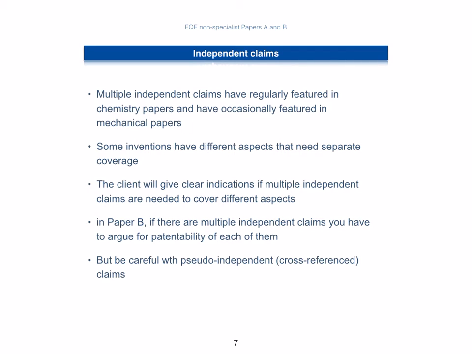In any event, the client will give clear instructions or clear indications if multiple independent claims are needed to cover different aspects, or if you can obtain all protection in a single independent claim. In paper B, if there are multiple independent claims, you have to argue for patentability of each of them, but be careful with pseudo-independent cross-reference claims that I will refer to later.